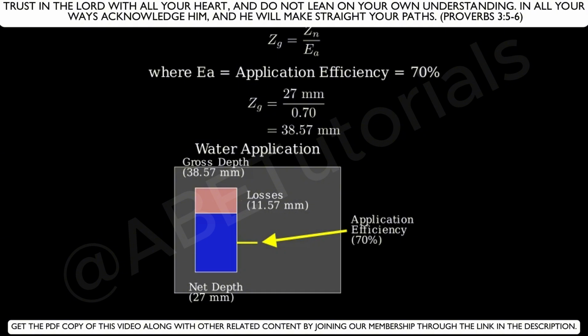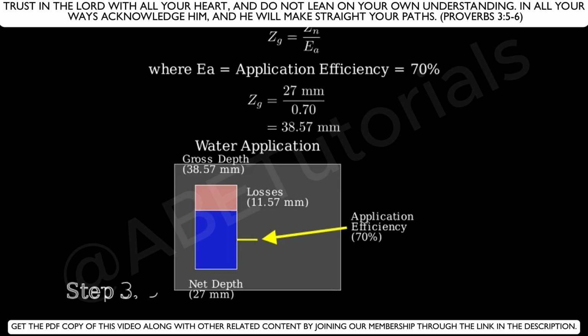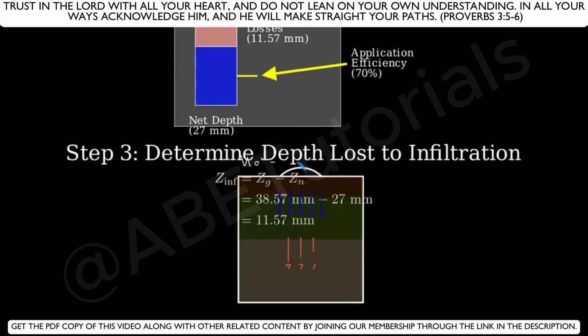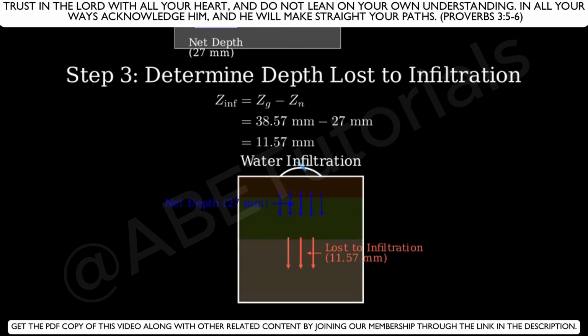Step 4. We need to calculate the cumulative infiltration per unit length of furrow. The cumulative infiltration per unit length, F sub n, equals the depth lost to infiltration multiplied by the furrow spacing. That's 11.57 millimeters times 0.75 meters, which equals 8.678 millimeters. This represents the volume of water per unit length of furrow that infiltrates beyond the root zone.